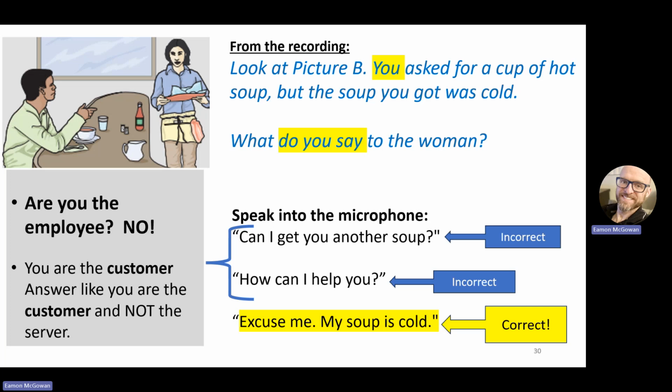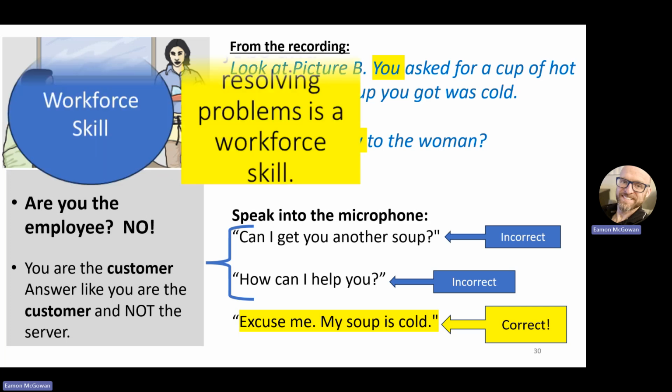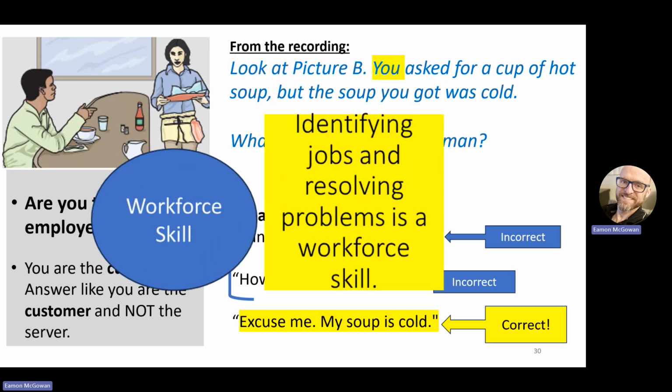Now, clearly, you can see workforce, workplace contextualization jumping out at you, right? This is identifying jobs. This is resolving problems and is a workforce skill.